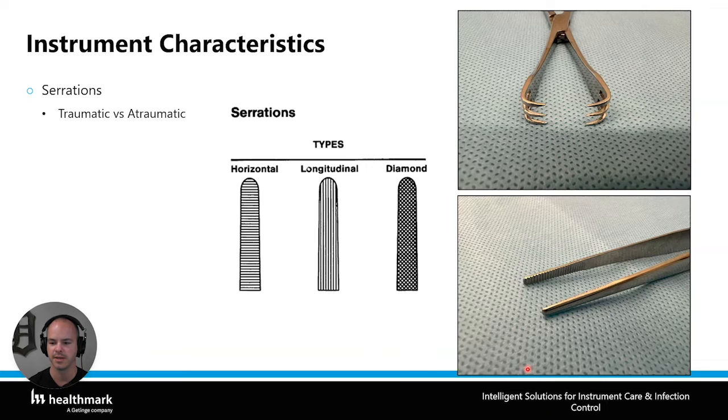Okay. Versus this one has a horizontal serration. And this is also maybe known as a smooth pickup. But it does have serrations, even though it's not necessarily smooth. Sometimes you'll see longitudinal serrations, and sometimes you'll see diamond serrations, and those are typically found on needle drivers. But again, they can be traumatic or atraumatic, and that can happen with clamps or forceps, or even retractors. Sometimes retractors have traumatic versus atraumatic features as well.